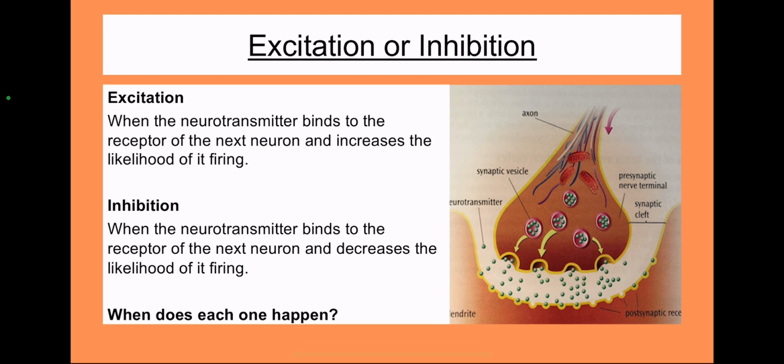Whether it's an excitation or an inhibition will depend on the charge of the neurotransmitters. So if there's more positive charges, it will result in an excitation, making the next neuron fire. If it is a lot of negative charges, it will result in a negative reaction, an inhibition will occur, and the next neuron will not fire.